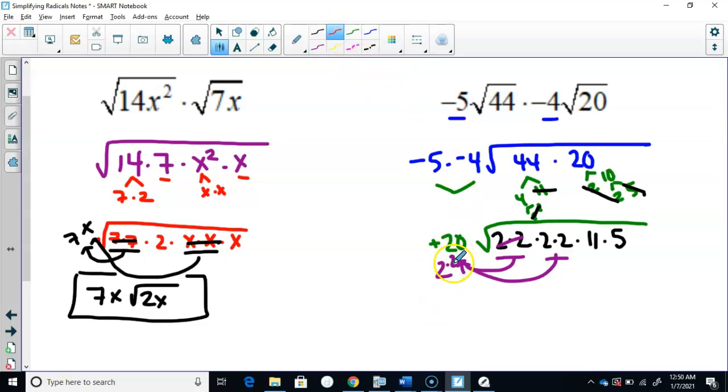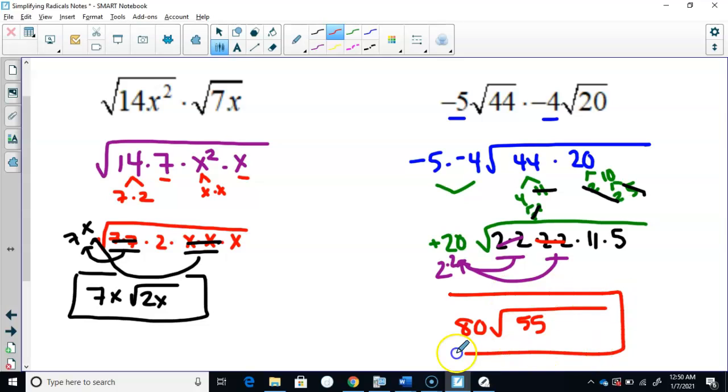Now I take 2 times 2 times 20. Okay. 2 times 2 times 20 is 80. Times the square root of what's left over. I'm going to cross this off because I'm done. What's left over is 11 times 5, and that's 55. Okay, let's move on.